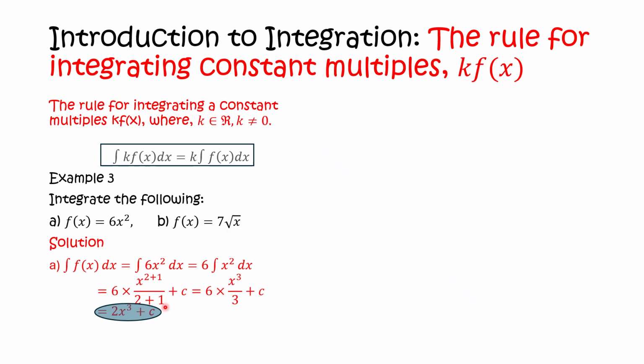Simplifying that, 3 into 6, we get 2. So that is 2x cubed plus c. Moving on to the b. For b, we do the same thing. We take out the 7.